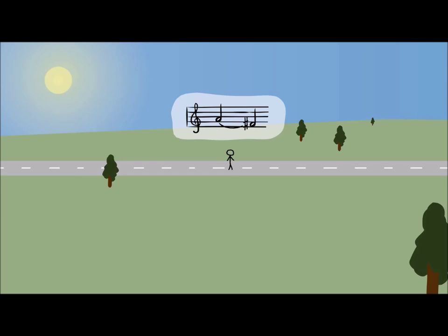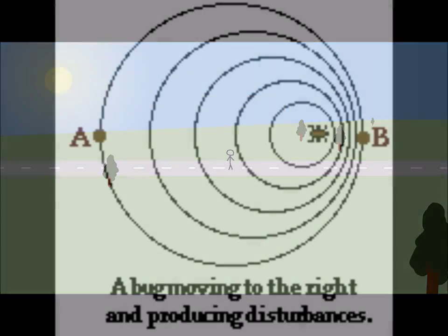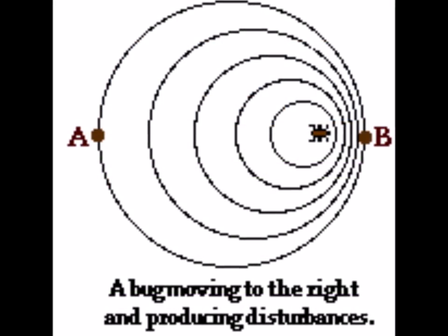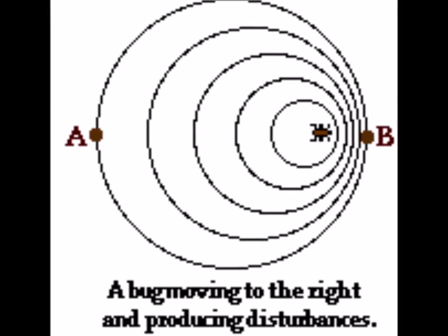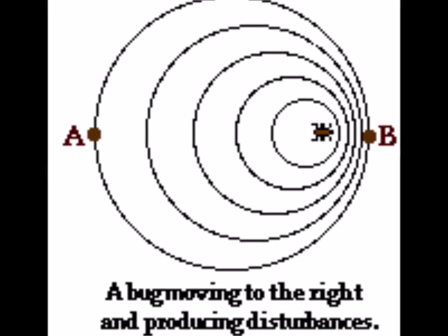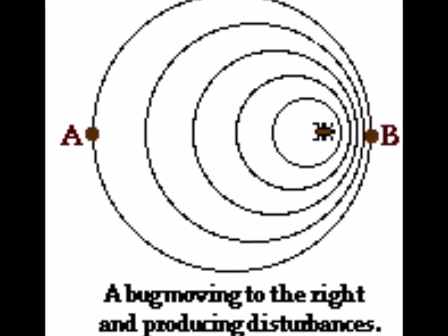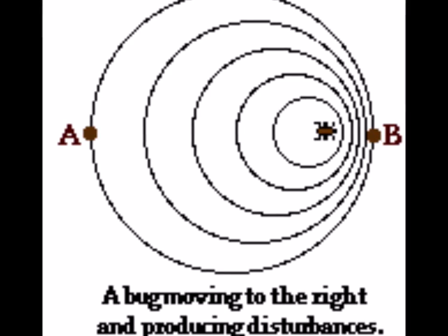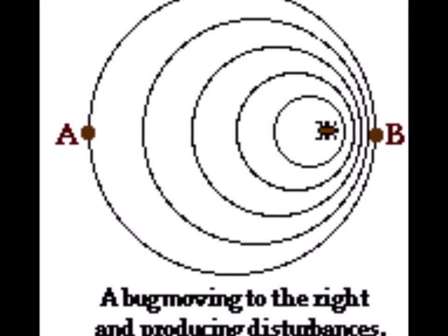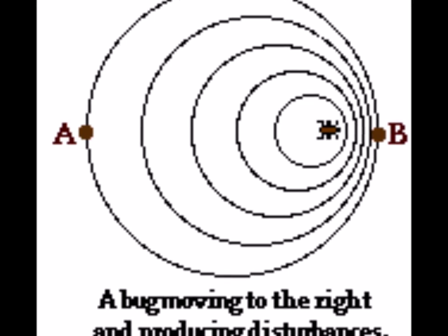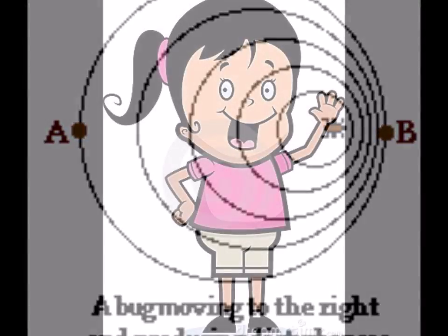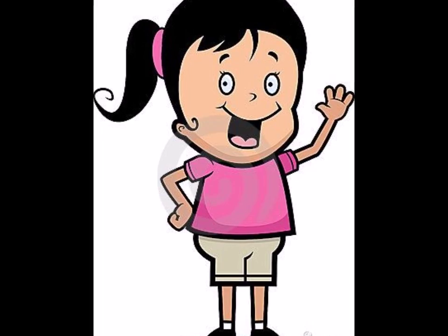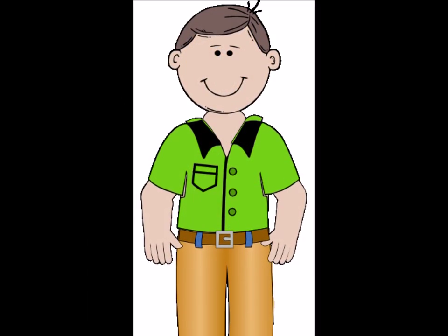It is important to note that the effect does not result because of an actual change in frequency of the source. Using the example from before, the bug is still producing disturbances at a rate of 2 per second. It just appears to the observer whom the bug is approaching that the disturbances are being produced at a frequency greater than 2 disturbances per second. The effect is only observed because the distance between observer B and the bug is decreasing and the distance between observer A and the bug is increasing.